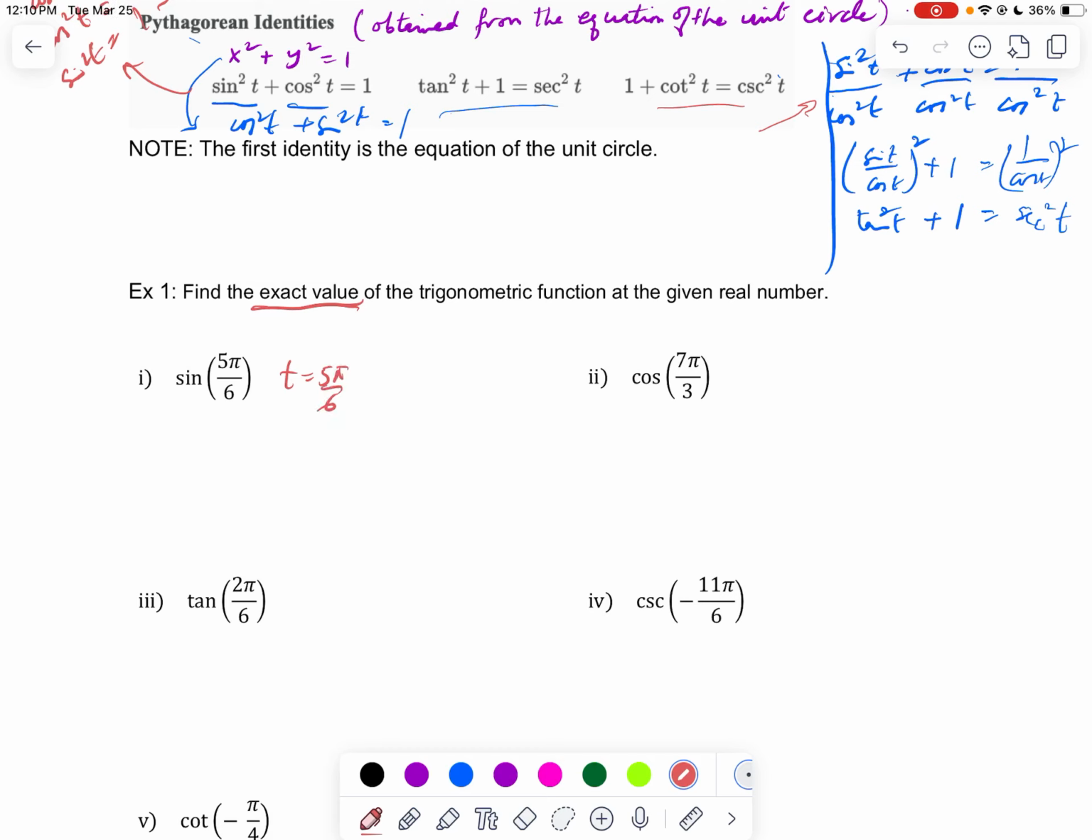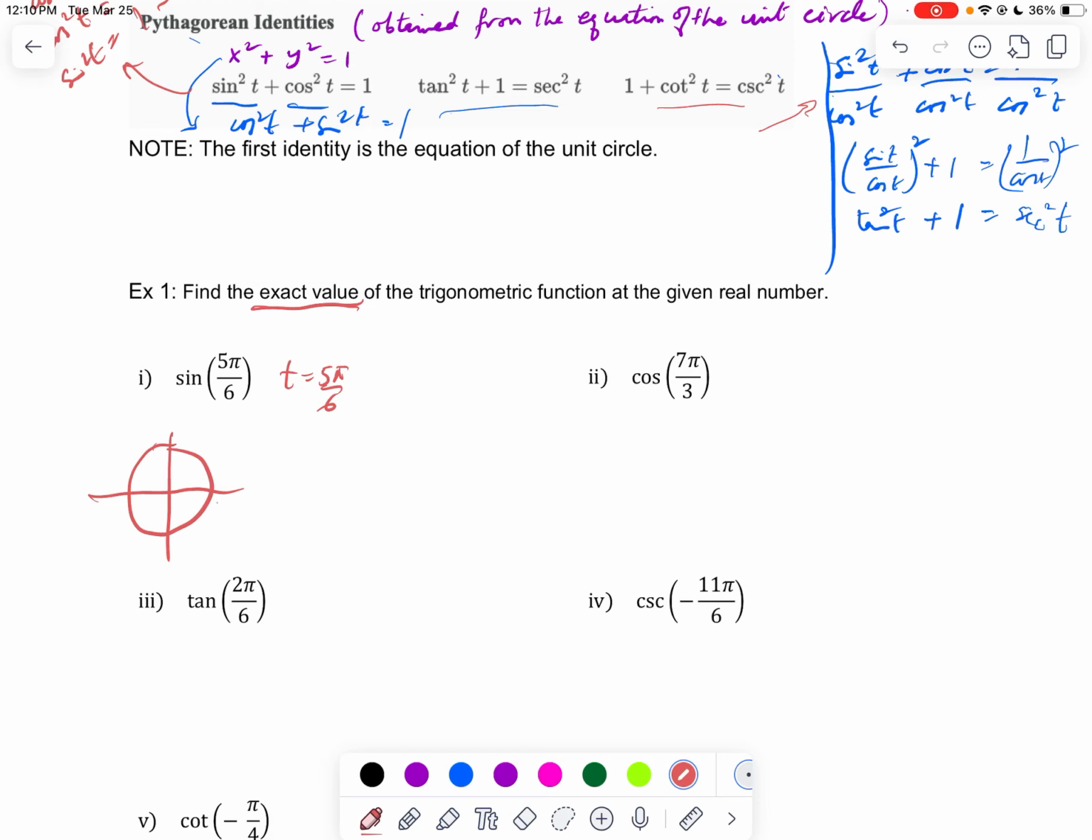So how do we figure this out? It's always a good idea to draw a small unit circle, and then place this value where it should be. It's 5 pi over 6. If you recall, how many pi over 6s do we have in the upper half of the unit circle? We have 6 pi over 6.